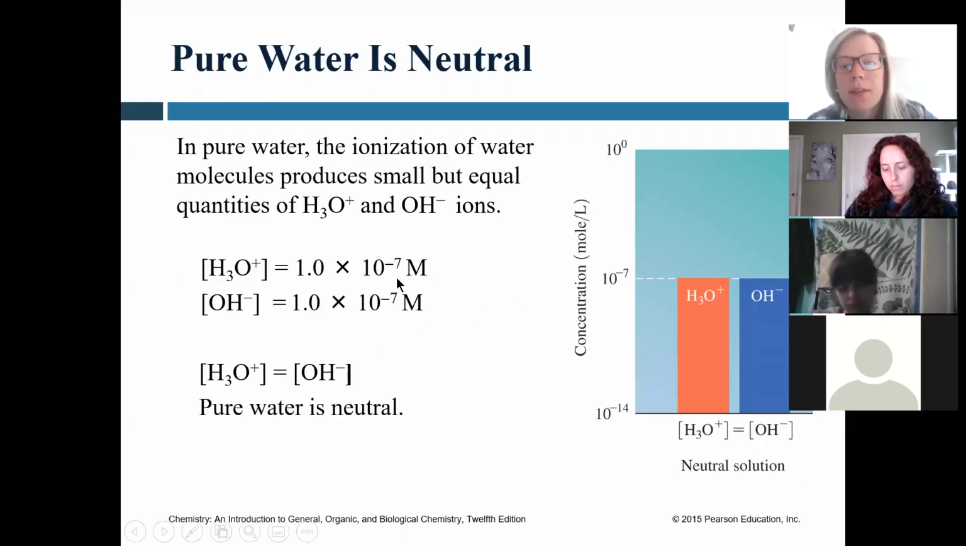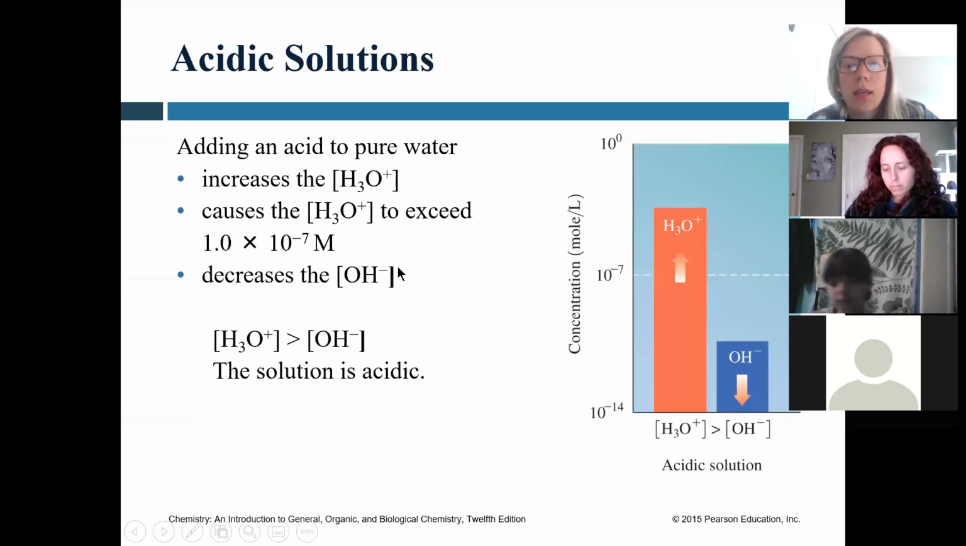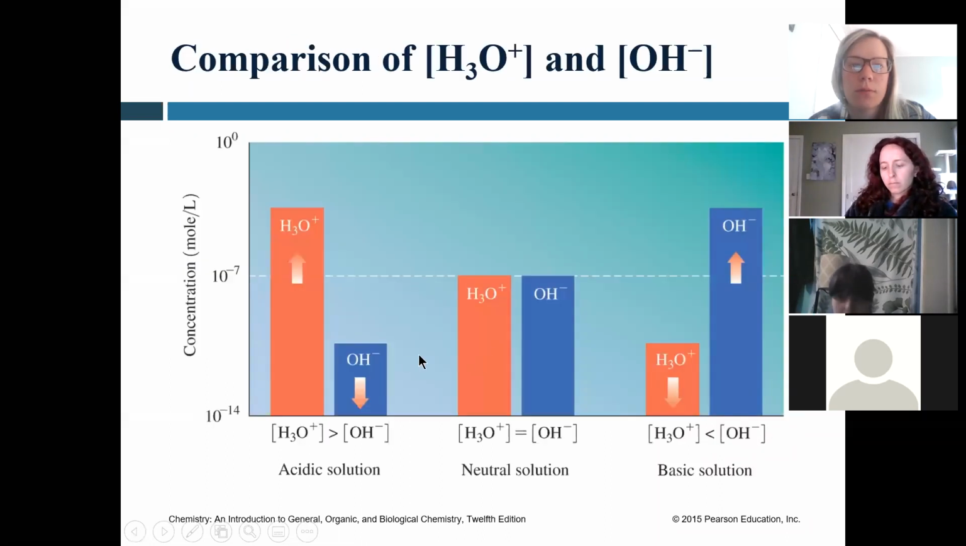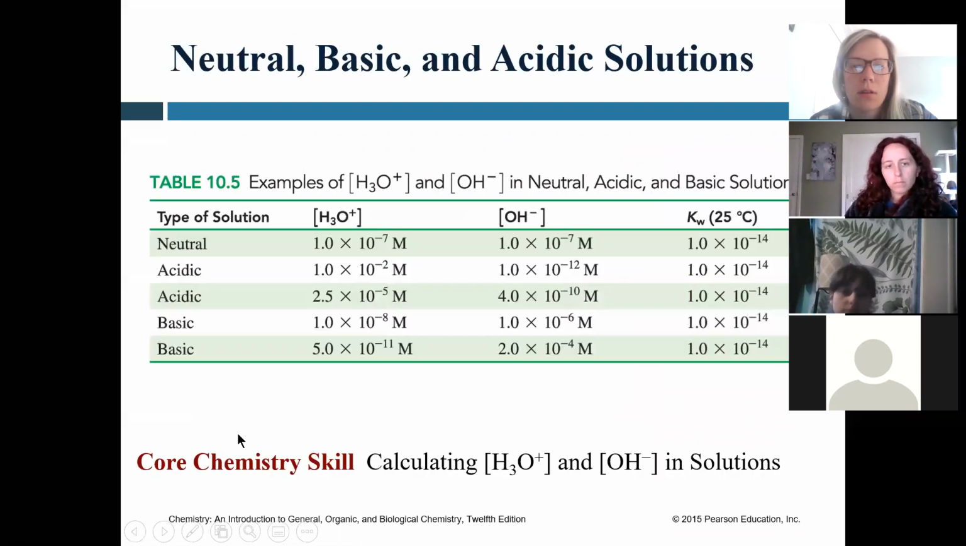We've already sort of talked about this, but when the two concentrations equal each other, it's a neutral solution. If the H3O plus is exceeding the OH minus, it's winning, there's going to be more acid in solution, so it'll be an acidic solution. If there's more OH, the basic properties are winning out, so it'll be a basic solution.